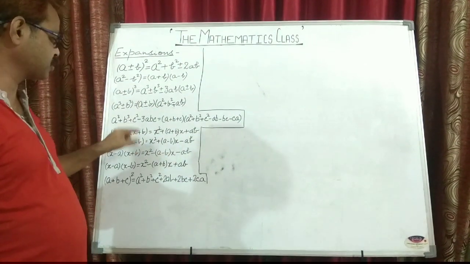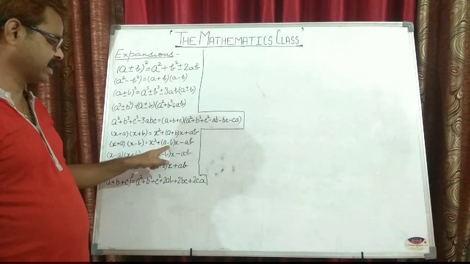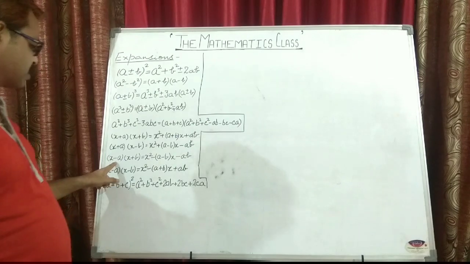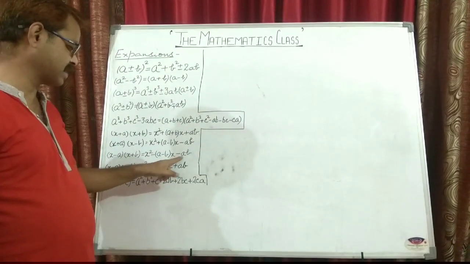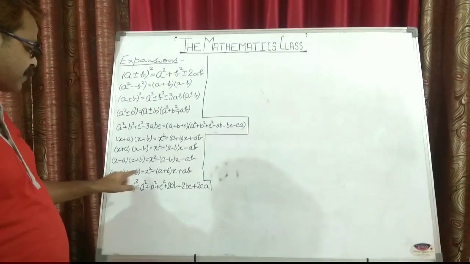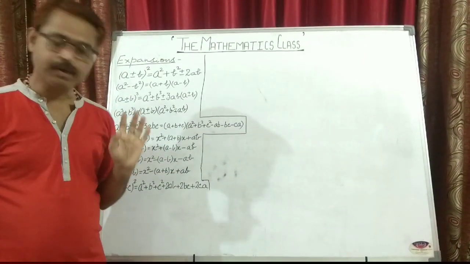If both of them are positive, then everything is positive. If the second term is negative, then here you will get a minus b, and here you will get minus ab. Rest everything is positive. If the first term is negative, then minus will be here also as well as here also, means everywhere it will be minus. And if both of them are negative, then only a plus b will be negative. Rest everything will be positive.